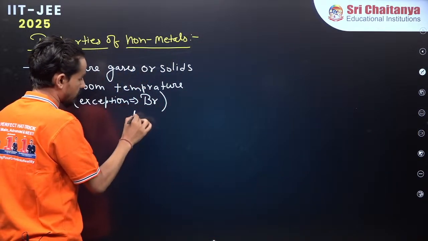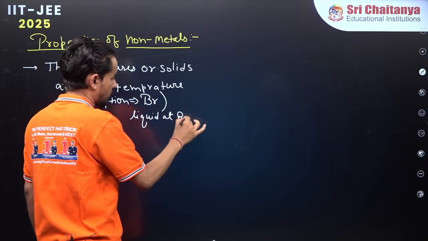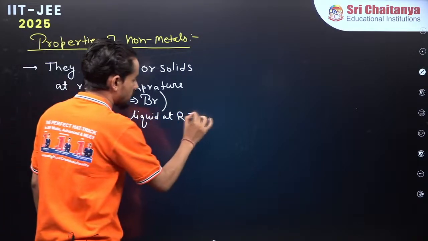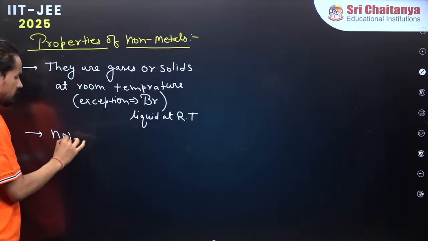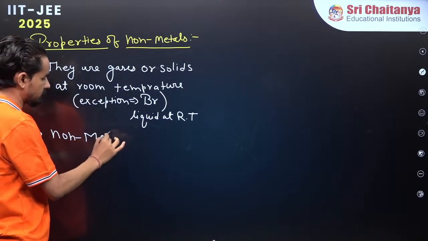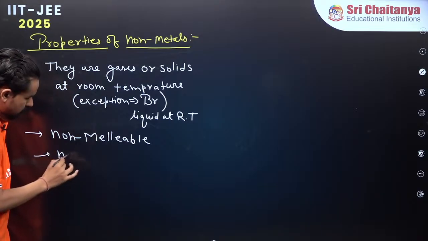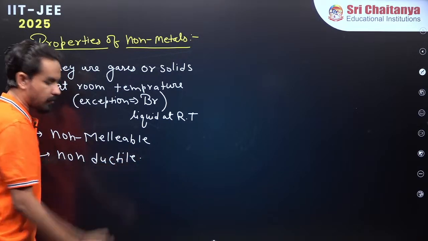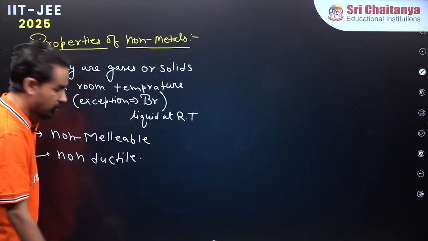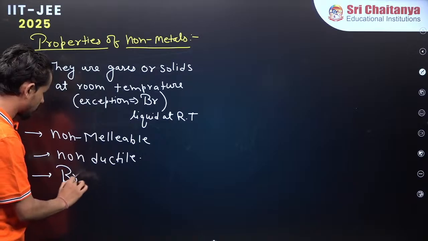Bromine is a liquid at room temperature. RT means room temperature. Apart from that, they are non-malleable and non-ductile. They are not malleable and not even ductile. Apart from that, they are brittle, they are not very strong.